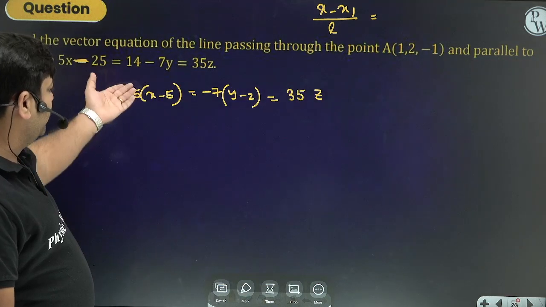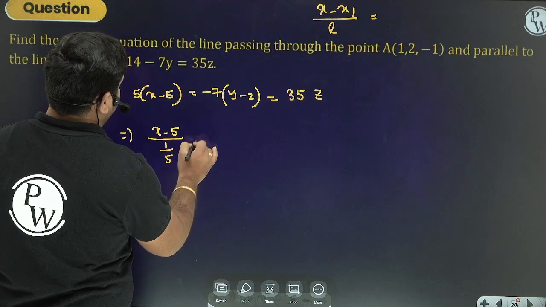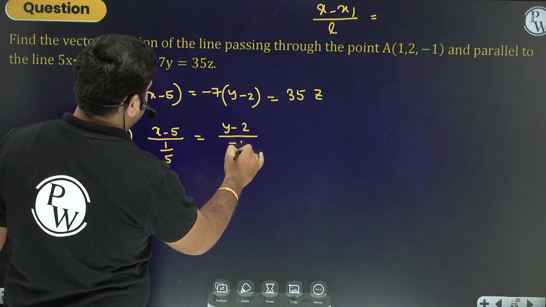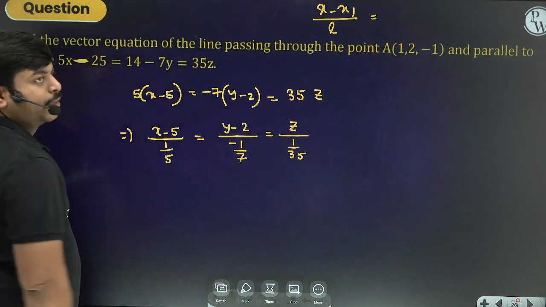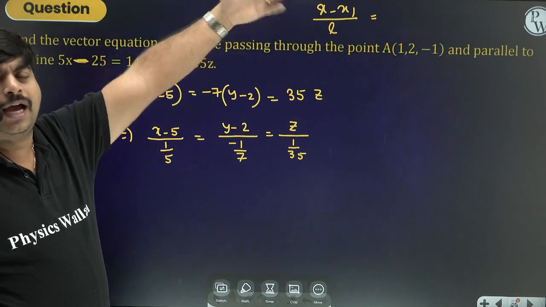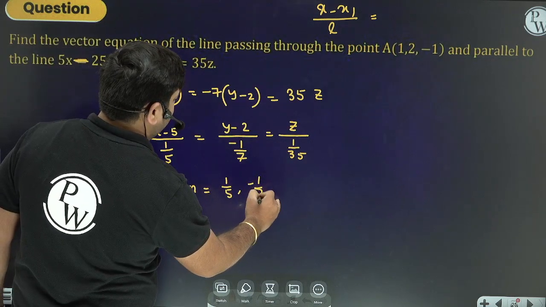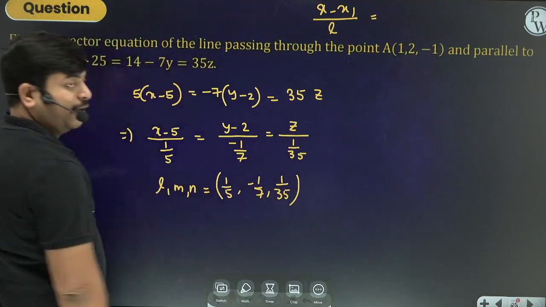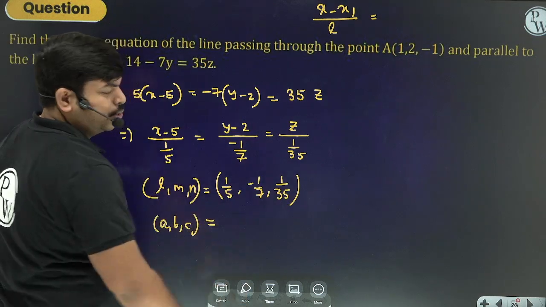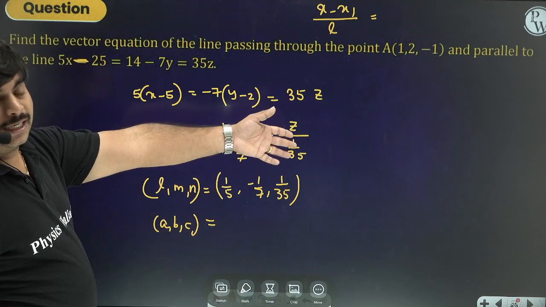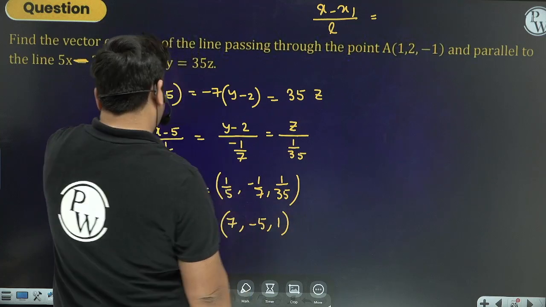Now divide by 35, or bring the 5 directly downside. That gives (x minus 5)/(1/5) = (y minus 2)/(minus 1/7) = z/(1/35). So this becomes l, m, n, and any proportion of that is directional ratios also. So l, m, n is 1/5, minus 1/7, 1/35. I multiply with 35 to avoid fractions: 35/5 is 7, 35/(minus 7) is minus 5, 35/35 is 1. So this is the DR a, b, c.